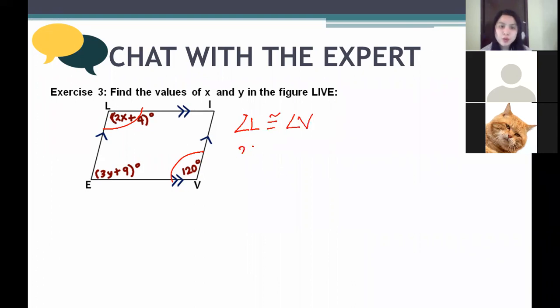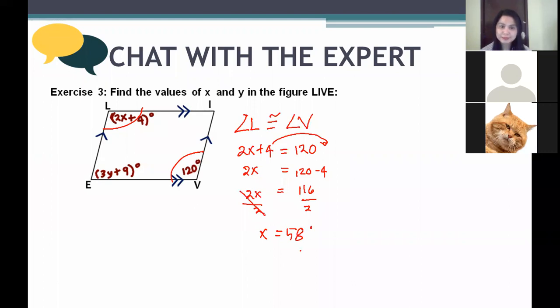So we have 2x plus 4. It's equal to 120. Let's solve for x. 2x equals 120 minus 4. So 2x is equal to 116. Divide it by 2. x is equal to 58 degrees.